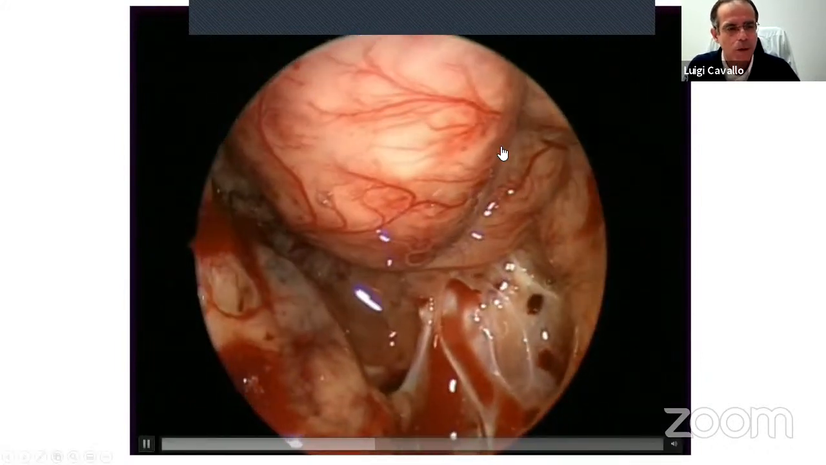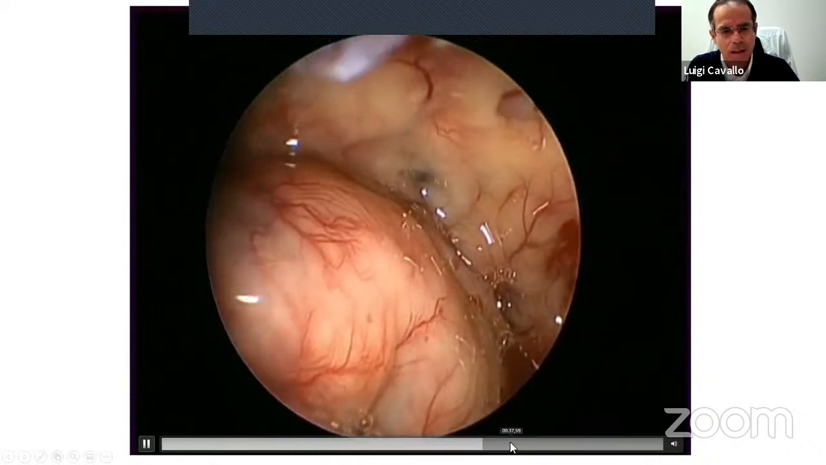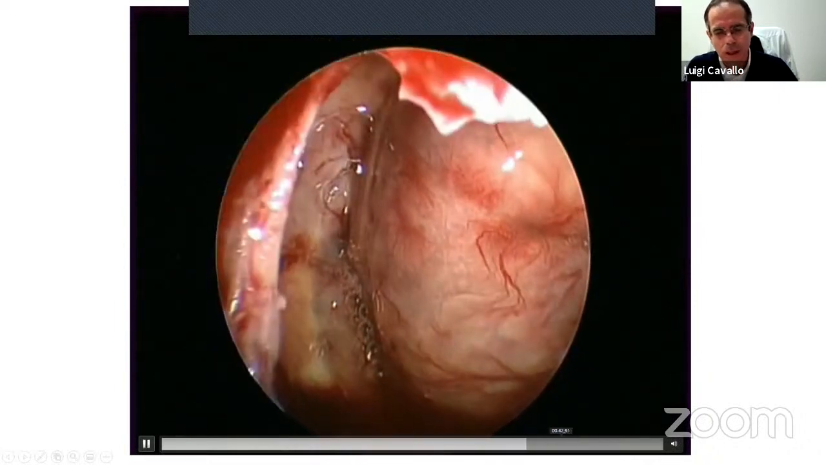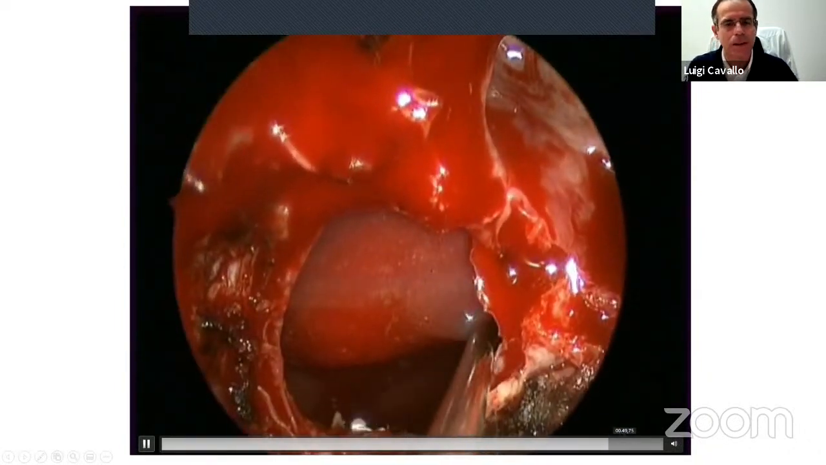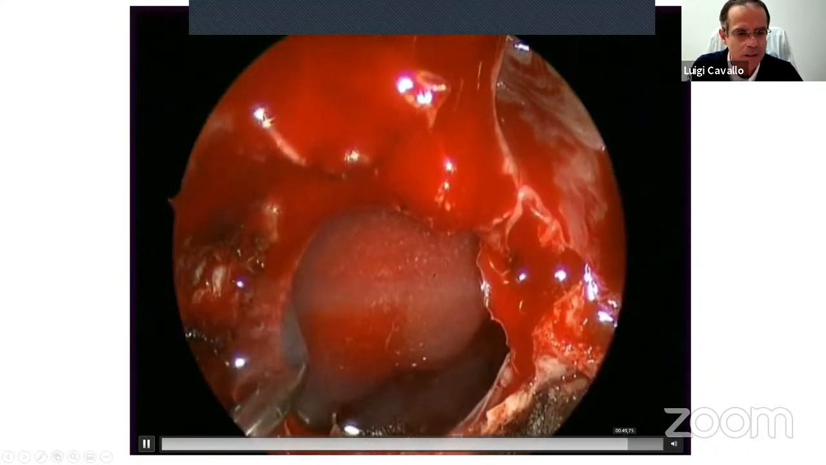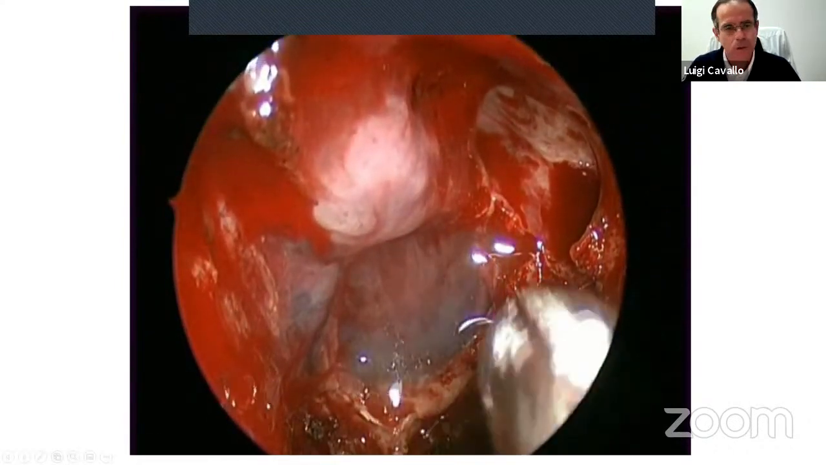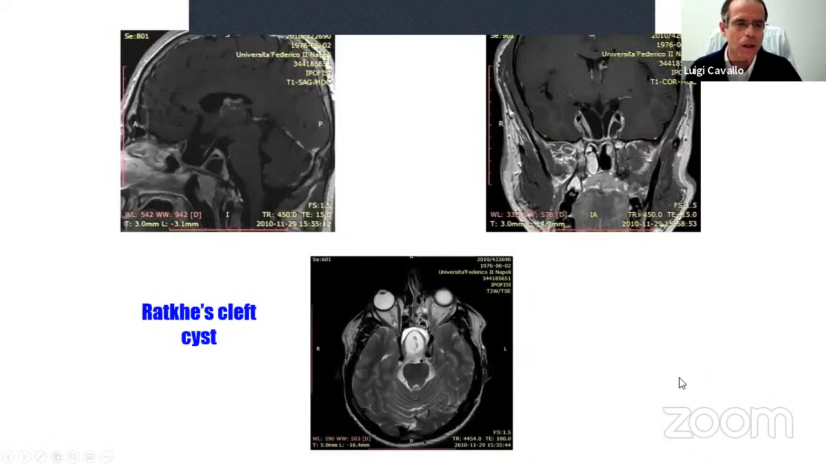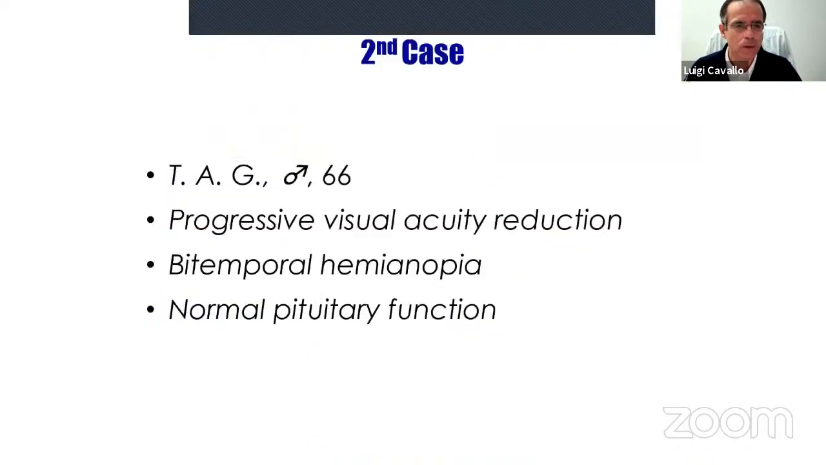You have a prolapse of the cistern. You can navigate with the endoscope all around, but the procedure is ended. Just empty, and that's all. With good control, you don't need to do any particular reconstruction.